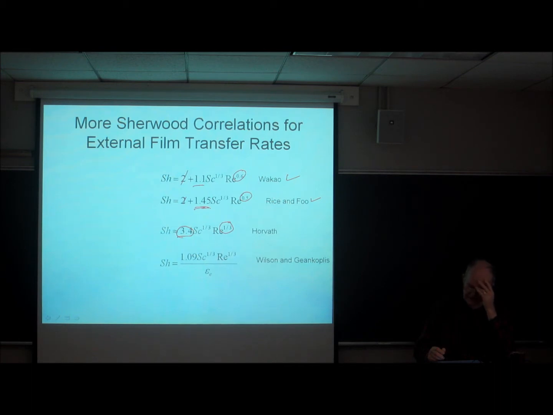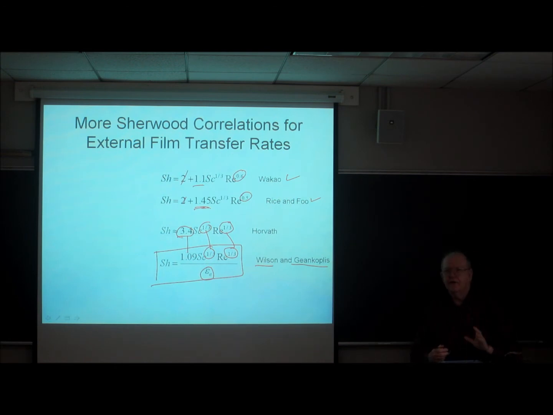One of the absolutely most popular correlations for the Sherwood number was gotten by Wilson and Geankoplis. Geankoplis is a former U of M faculty member, so this must be the right one. But in terms of popularity of use, this is the most popular correlation. You can see it's similar to the Horvath in terms of exponents. This has an epsilon E factor in it, and if we take 1.09 and divide it by epsilon E for a typical random packed bed, these two coefficients are not very different. Which one is right, I really don't know.